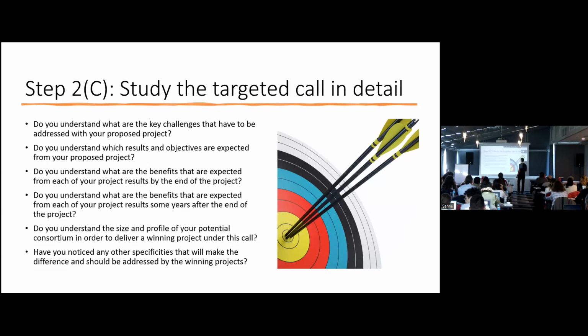Step 2. Okay. Now we have the big yes that we can act as a coordinator. Then as soon as we study the targeted call, we need to be able to do what Flavia did yesterday for each one of those calls. She identified the key challenges. She understood what should be the results and objectives that are expected from your project. You need to make sure that you have some clear idea what those should be. You need to make sure what should be the expected benefits from your project results, either by the end of the project or some years after the end of the project.